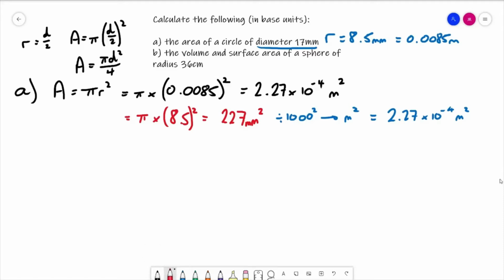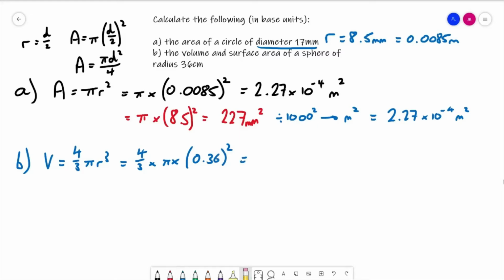Now for B then, okay, firstly we'll do the volume. So the volume of a sphere is 4/3 pi r cubed. So we're going to do 4/3 times pi times the radius, which I'm immediately going to convert into 0.36 of a metre. And of course that is cubed, not squared. And what we're left with there is an answer of 0.195, if we're going to go to 3 sig figs, metres cubed.